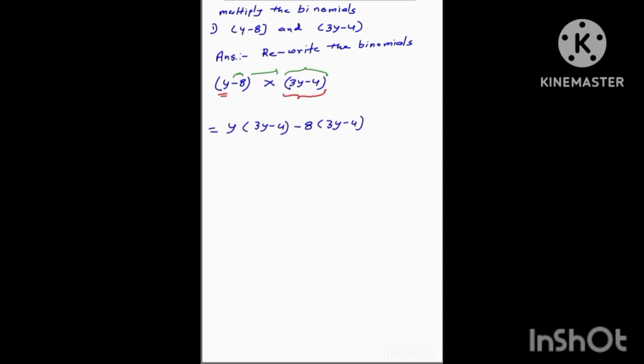Now multiply each term: y into 3y is 3y square, minus 4y, minus 24y, minus 8 into minus 4 is plus 32, minus minus plus. Very easy now. Now add: 3y square minus 28y plus 32. That's your answer.